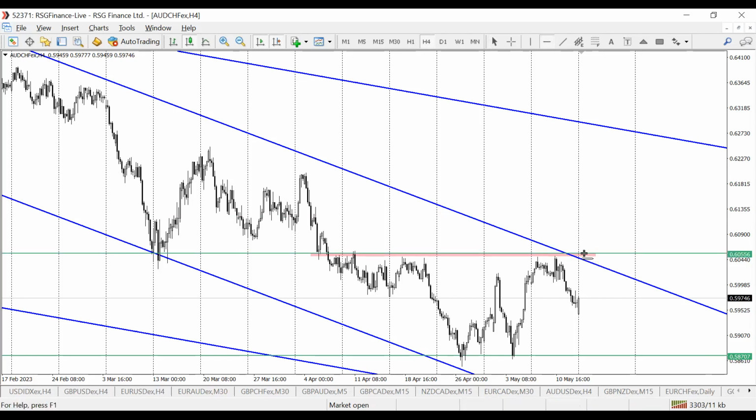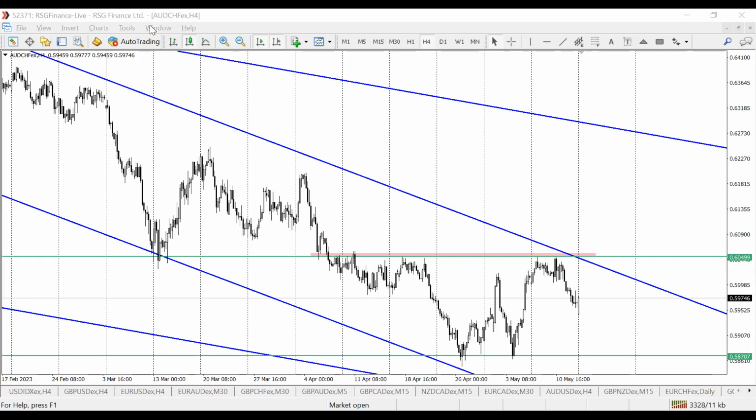So we could have that correction, but you can see price was unable to break this level. Let me give you that level in case you want to replicate this chart, which is pretty much 0.6050, okay? Price was unable to break this. So even if we have a correction, I trust price will make a big sell-off down to the 0.5870 level.